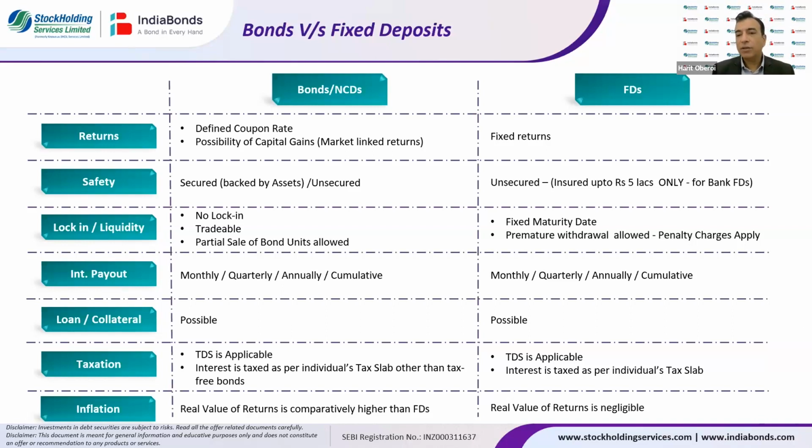So that is against an insured amount and not collateral based, and the maximum limit is 5 lakh rupees. This is under the Deposit Insurance and Credit Guarantee scheme, which is run by the government. Whereas bonds on the other side are secured as well.